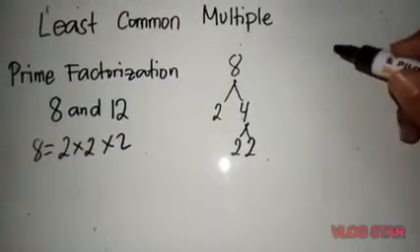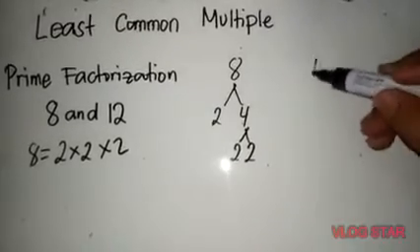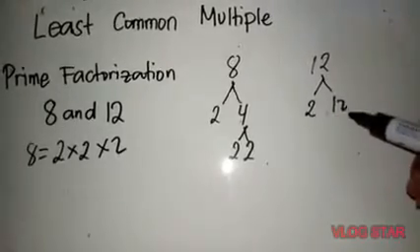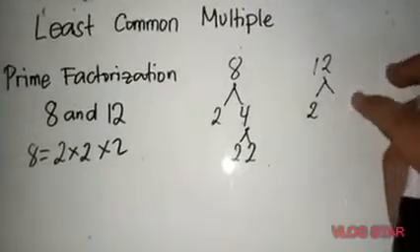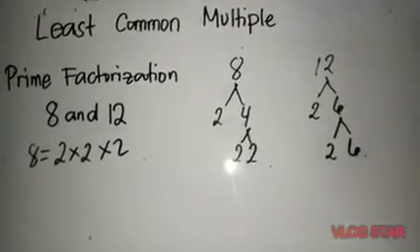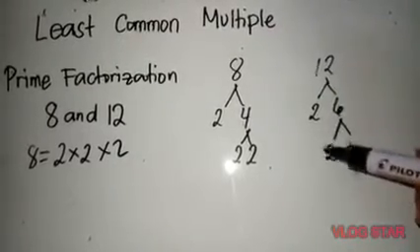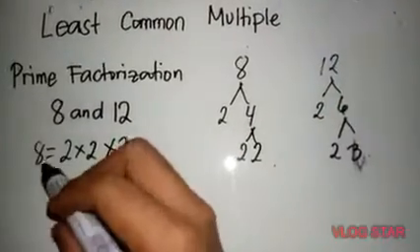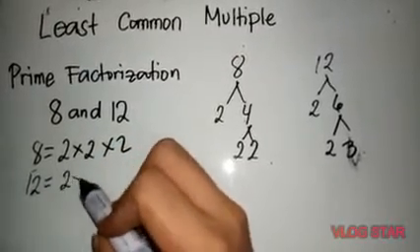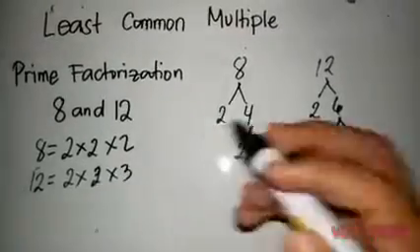Let's proceed to the prime factorization of 12. 2 times 6 is 12. Then 2 times 3 is 6. So 2 times 2 is 4, times 3 is 12. So the prime factorization of 12 is 2 times 2 times 3.